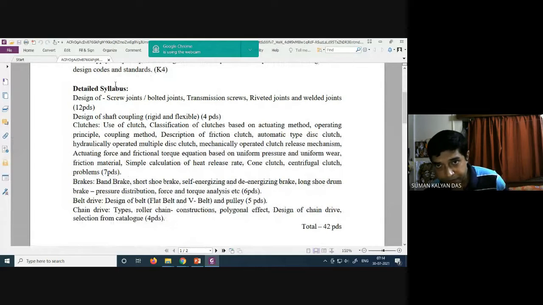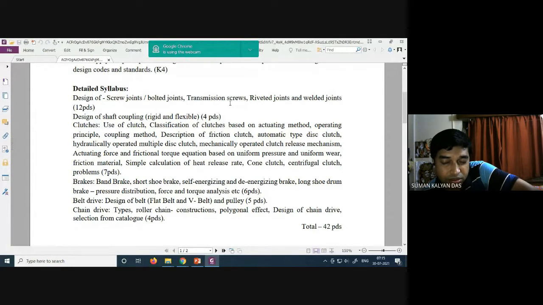The syllabus contains components. As I was saying, in this course you will be learning about the design philosophies of various common components that you, as a mechanical engineer, encounter. Here there are screwed joints, various joints. Among them are the bolted or screwed joints and the transmission screws. Transmission screws are also referred to as power screws, and you will most commonly find them in screw jacks.